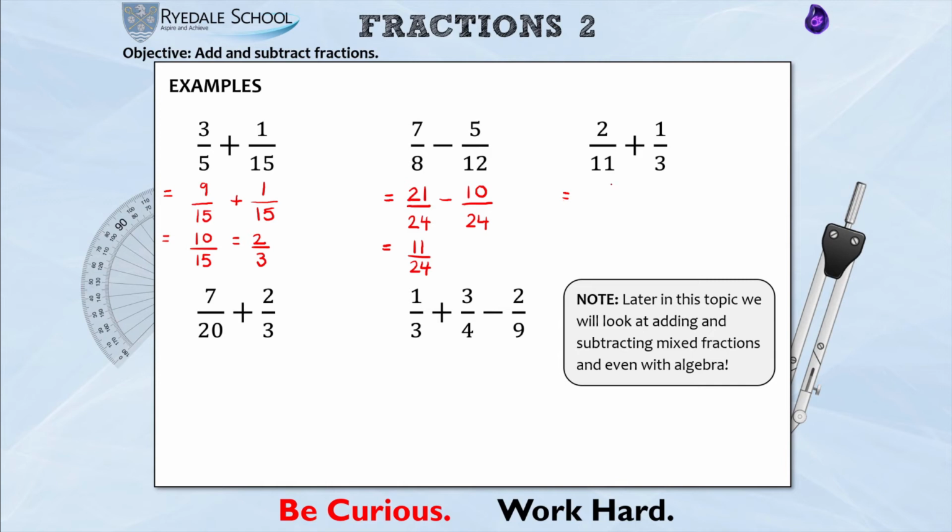Our third example, what's the common denominator this time? Well, the common denominator is going to be 33. I'm multiplying this fraction, top and bottom, by 3 to find its equivalent, so it is 6 over 33. And I'm multiplying by 11, so this one is 11 over 33. Adding those together, 17 over 33.